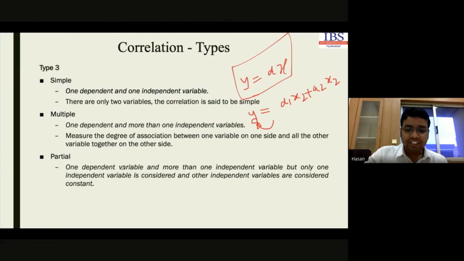I will share the slide with you. You just read the slide carefully. If there is any doubt, we will definitely discuss it in the next class. And in the next class, we will discuss correlation in detail: how to calculate correlations, what the implications of correlations are, why we use them, everything we will discuss. Okay.